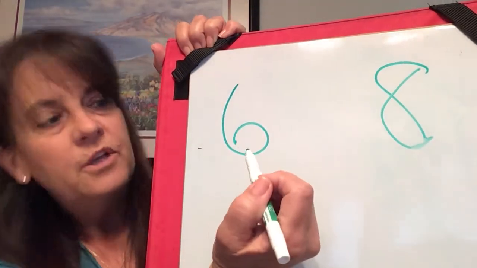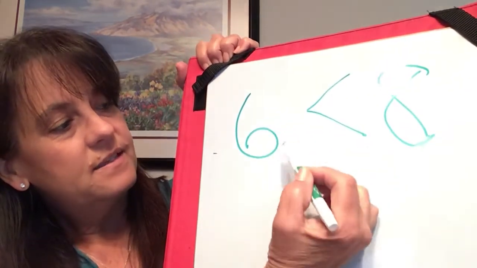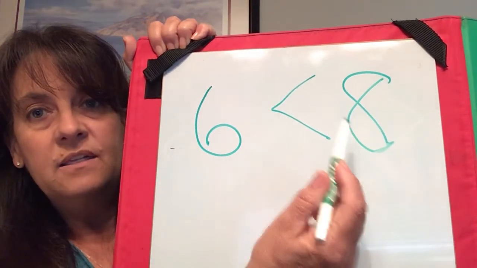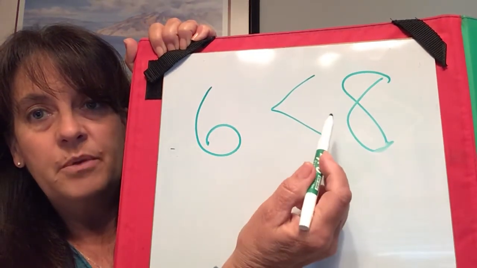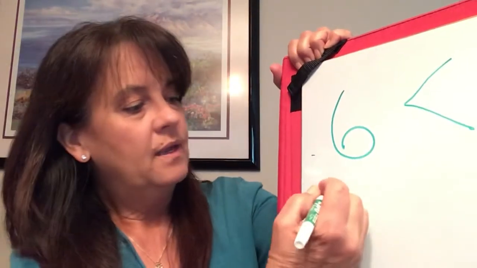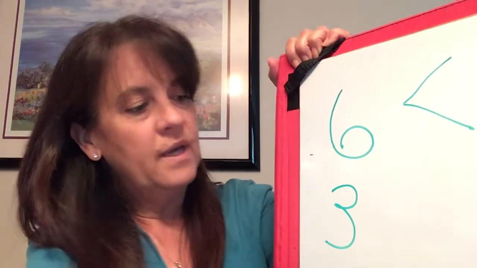So we all know that 6 is less than 8. 6 is the smaller number, so it's almost like an L. And 8. So 8 is the bigger number, so the bigger side, or the alligator's mouth, is open to the 8. Now how about 3 and 1?